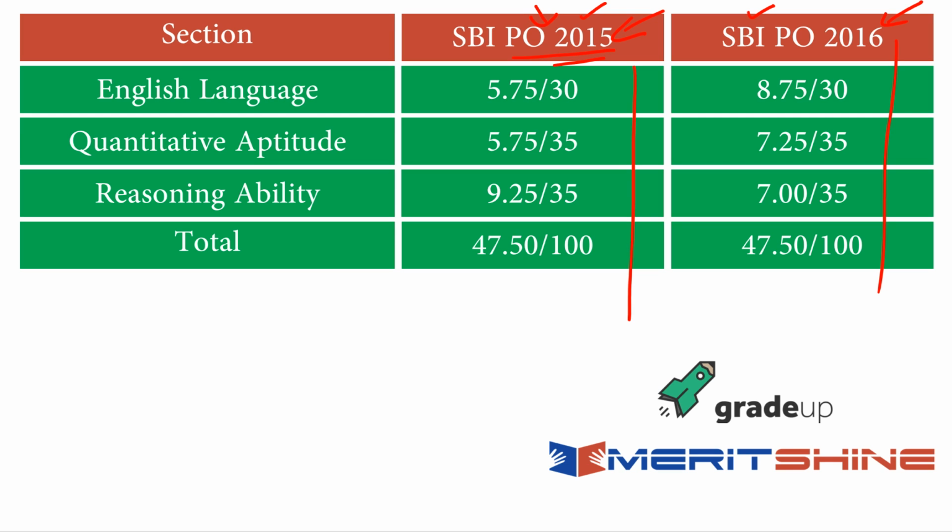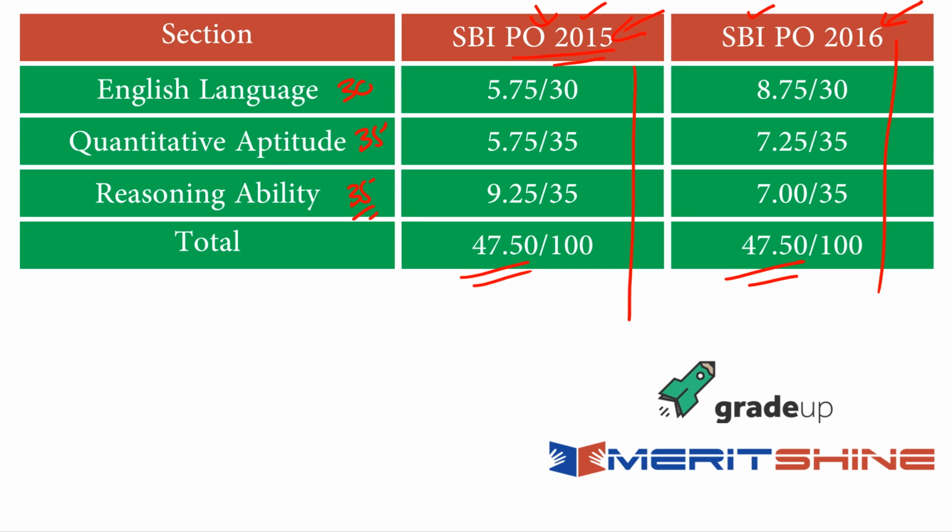The good thing about the last 2 prelims papers is that they have been very similar. If you look at the cutoff, they were almost identical, 47.5, 47.5. The pattern is similar, and that was exactly the same. In fact, this was 30, this was 35, and this was 35 questions, and this is going to be exactly the same this year as well.